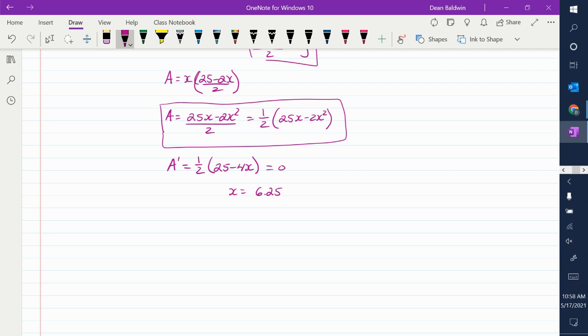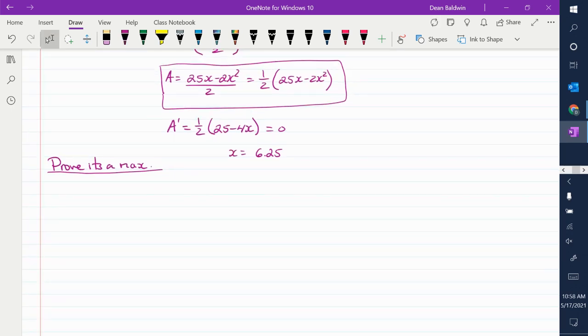Now you're not done. You have to prove it is a max or a min, because sometimes you'll get multiple numbers. So prove it's a max. How do you prove if something is a maximum? Number line, first derivative test. And I'm going to show you the second derivative test because it's actually easier in this case. So this is the first derivative test.